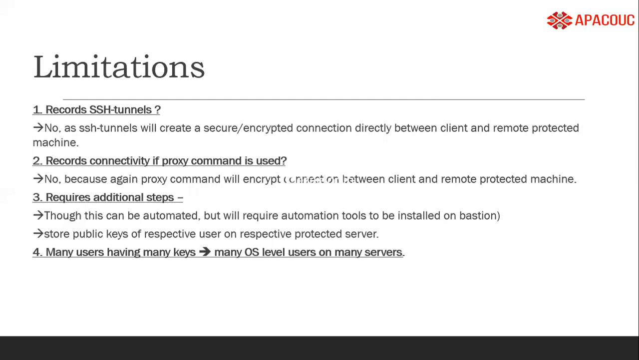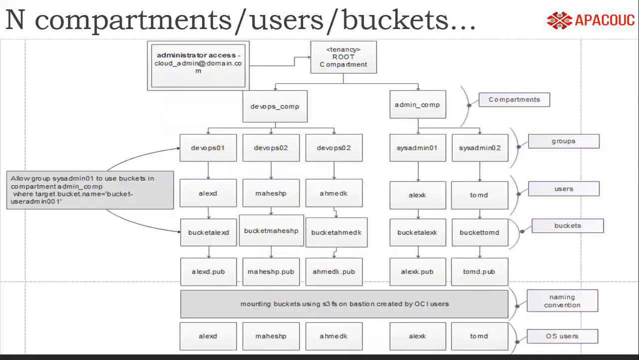Now, when it comes to the complexity, we just took a single user and a single protected server. What if we have many users? What if we have many keys and many OS level users? And of course, many protected servers. Like I said, if we have n number of compartments, n number of users, and n number of buckets, this becomes a pretty complicated approach.